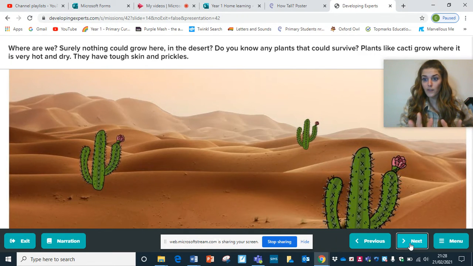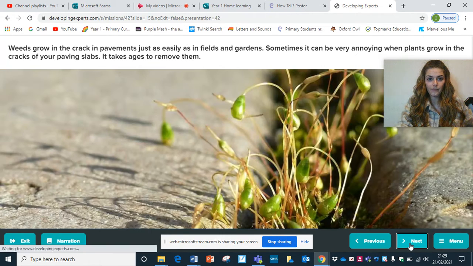Hopefully you've answered that, but plants like cacti grow where it is very hot and dry. They have tough skin and prickles. They don't need a lot of water to grow, and that's why they grow well in a desert.